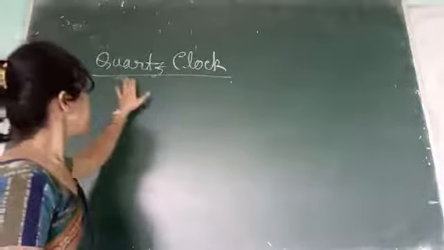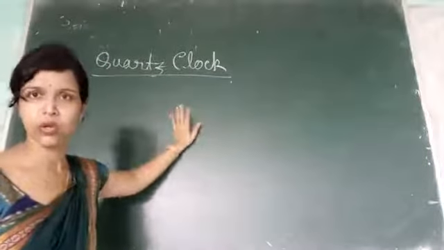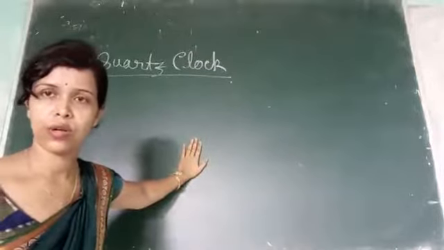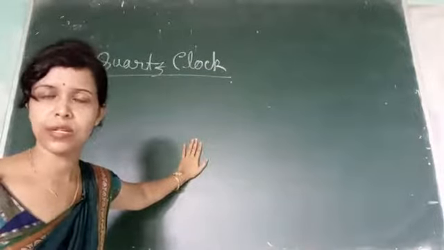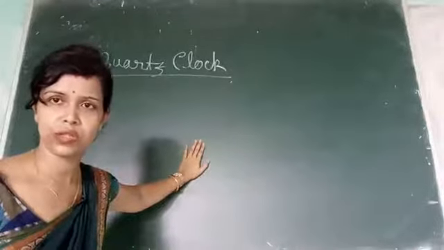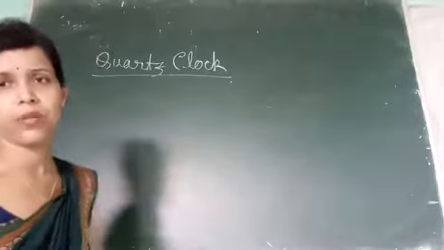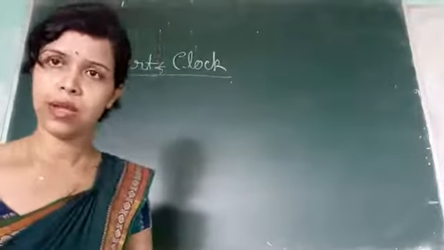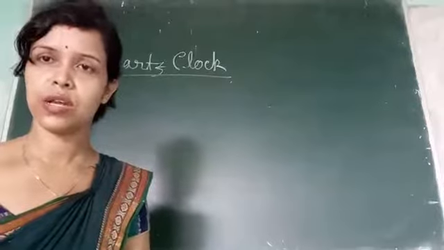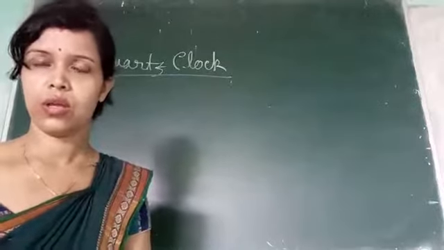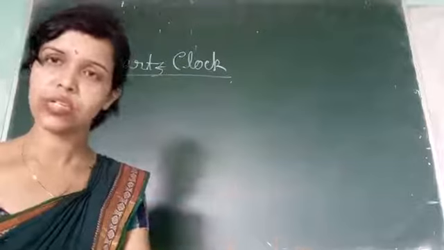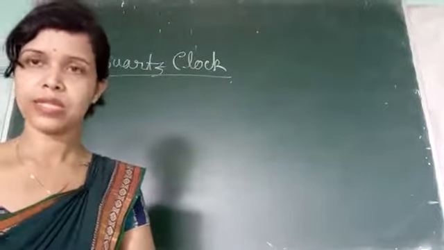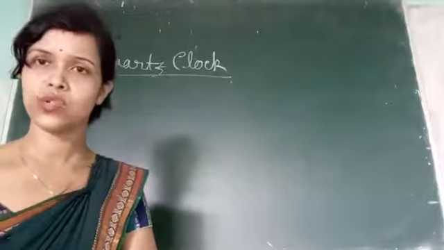First technique, quartz clocks. Actually in this clock, quartz, one kind of crystal, the name is quartz. This crystal is used to develop oscillatory EMF, and this oscillation is used to measure the time interval. Here in this clock, quartz crystal is used.